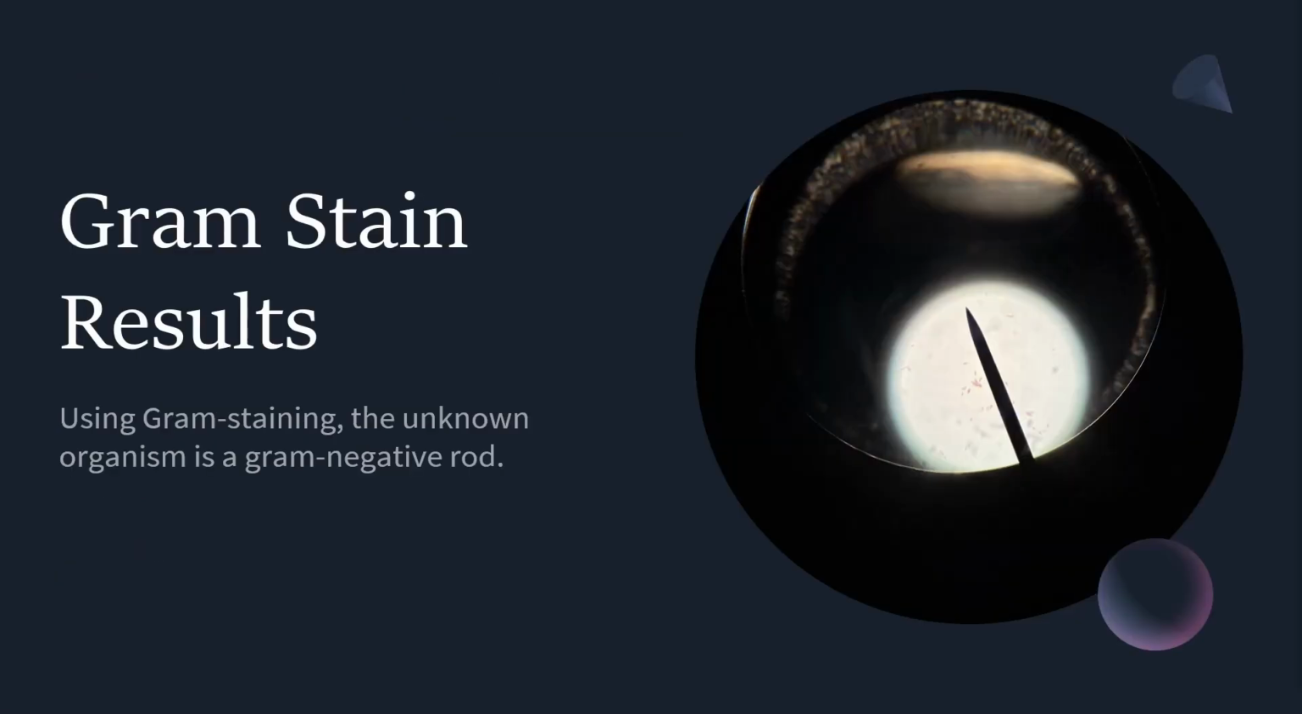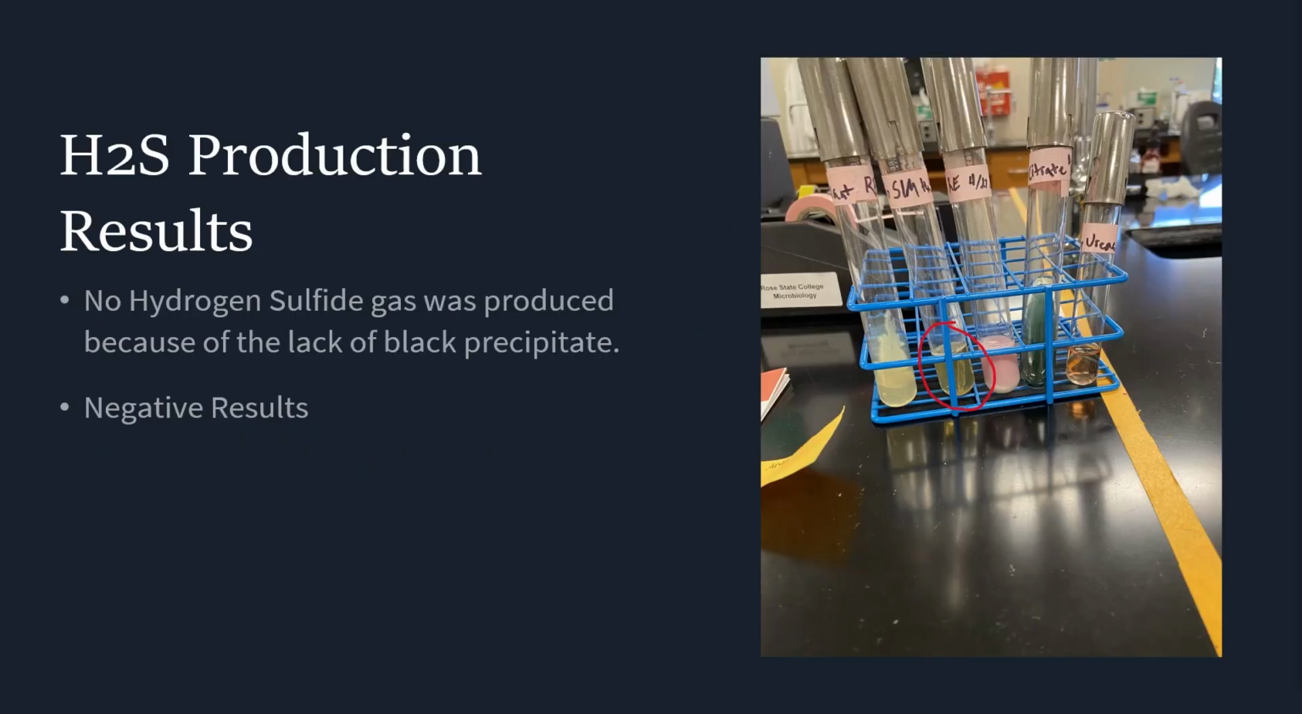And as previously mentioned, we have the gram stain results, which ended up being a gram-negative bacteria in the shape of a rod. Here we have the hydrogen sulfide production, and as we can see, there is no black precipitate, which means no hydrogen sulfide gas was produced. Therefore, it is a negative test result.